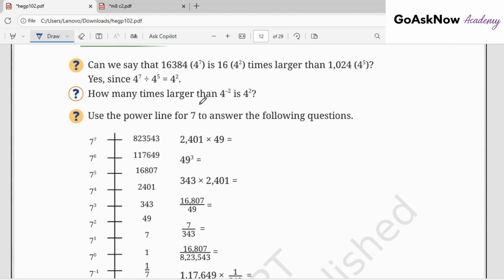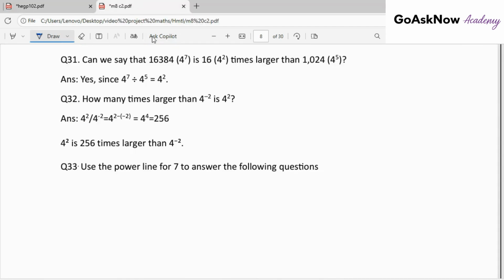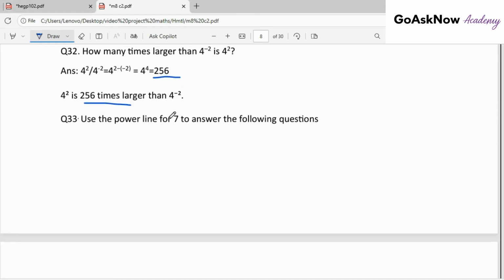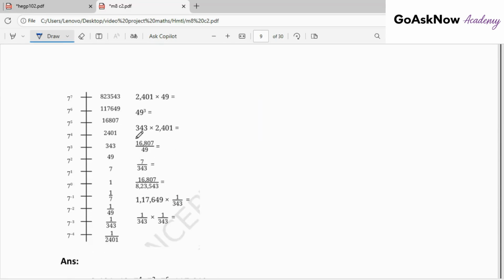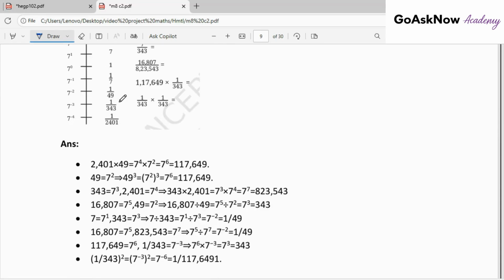How many times larger than 4 power minus 2 is 4 power 2? Here 4 power 2 divided by 4 power minus 2 is equal to 4 power 4, which is 256. 256 times larger than 4 power minus 2.